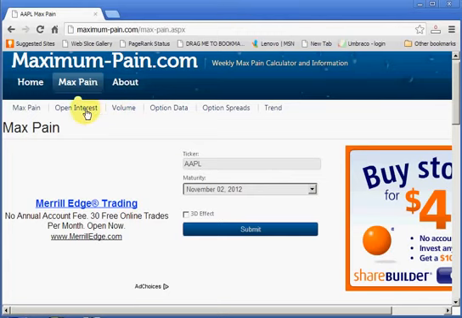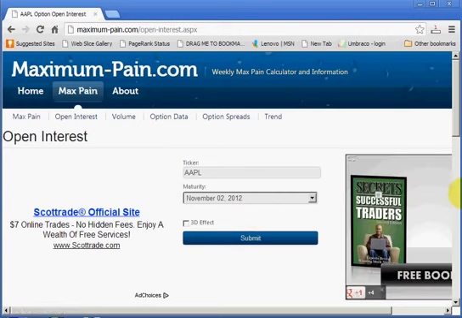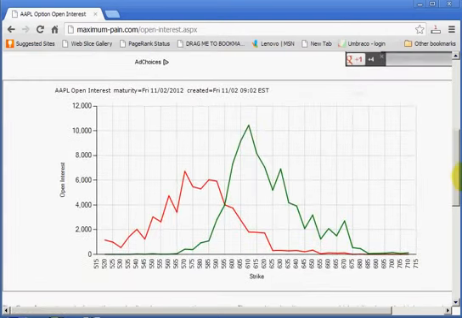Well, let's take a look at the open interest graph here on MaximumPain.com. We'll take a look at the open interest for the Apple November 2nd. And we can see here that there are a lot of outstanding put options represented by the red line and a lot of outstanding call options represented by the green line. Here on the y-axis we have the open interest, and here on the x-axis we have the various strike prices.